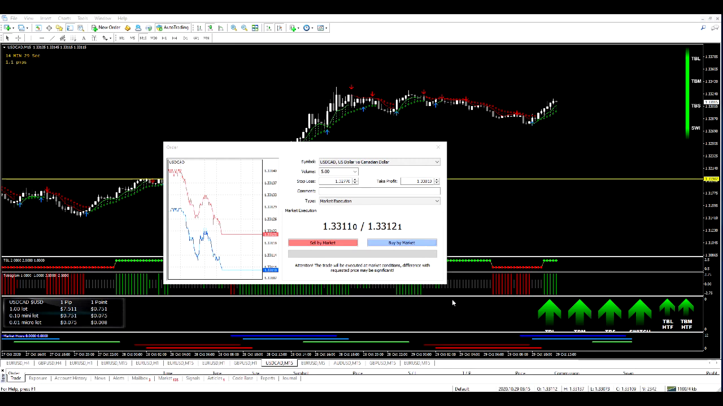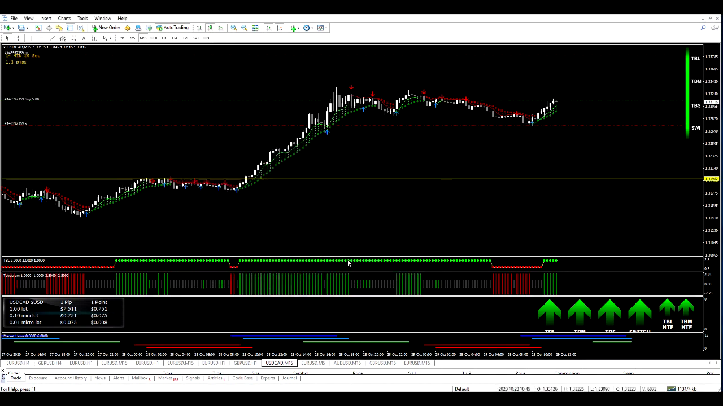Alright guys, I'm on the US dollar Canadian dollar 15-minute chart, and I'm about to enter into a buy trade, so let's do that. My stop loss is here. That's my entry point, that's my target. All the indicators were signaling to me that I could go long, and so I've entered the trade. Now I'm going to wait and see what happens, and I'll come back to monitor the trade.